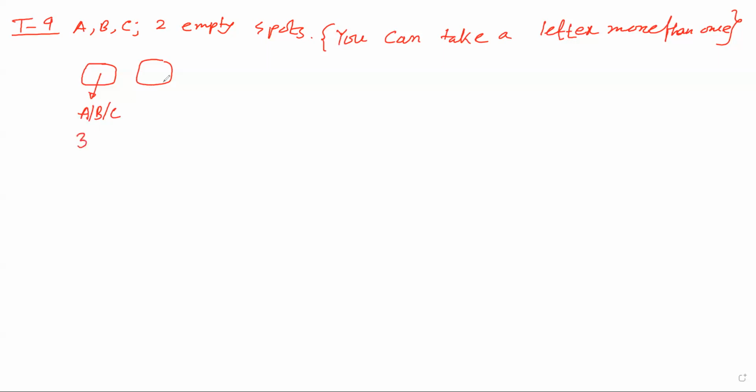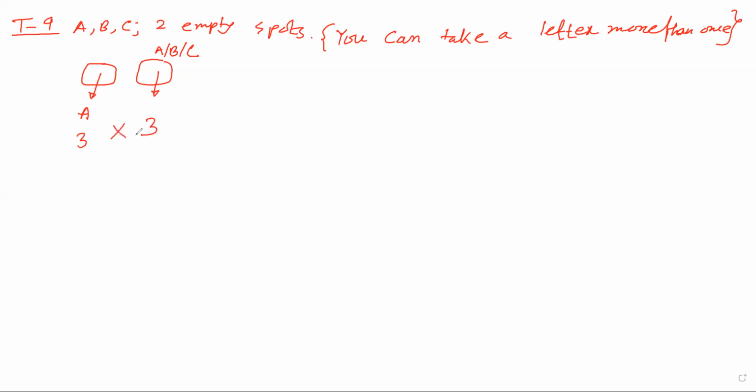3. Now, how many ways can the second box be filled? 2? No, that would be the case if we were not allowing repetition of the first letter. Say I have taken A. That means in the second box I cannot use A; I can use either B or C. However, in this case that is not the case. I can use A or B or C. That means I can use 3 letters to fill the second box as well, so 3 ways to fill the second box as well.